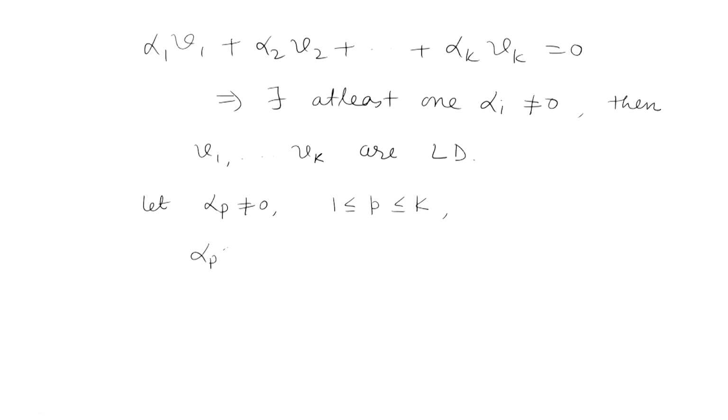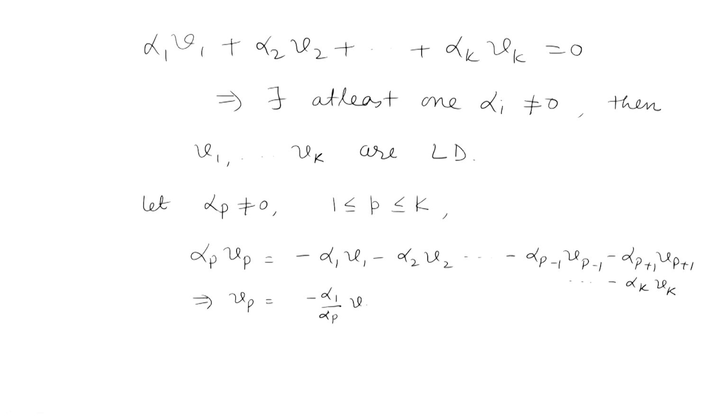Then you leave alpha p Vp on this side and all the remaining terms on the right hand side. So, this will be minus alpha 1 V1 minus alpha 2 V2 and so on, minus alpha p minus 1 Vp minus 1, minus alpha p plus 1 Vp plus 1 and so on, minus alpha k Vk. And since alpha p is not equal to 0, you can always divide by alpha p. So, this implies Vp will be equal to minus alpha 1 upon alpha p V1 minus alpha 2 upon alpha p V2 and so on, minus alpha p minus 1 upon alpha p Vp minus 1 minus alpha p plus 1 upon alpha p Vp plus 1 and so on, minus alpha k upon alpha p into Vk.